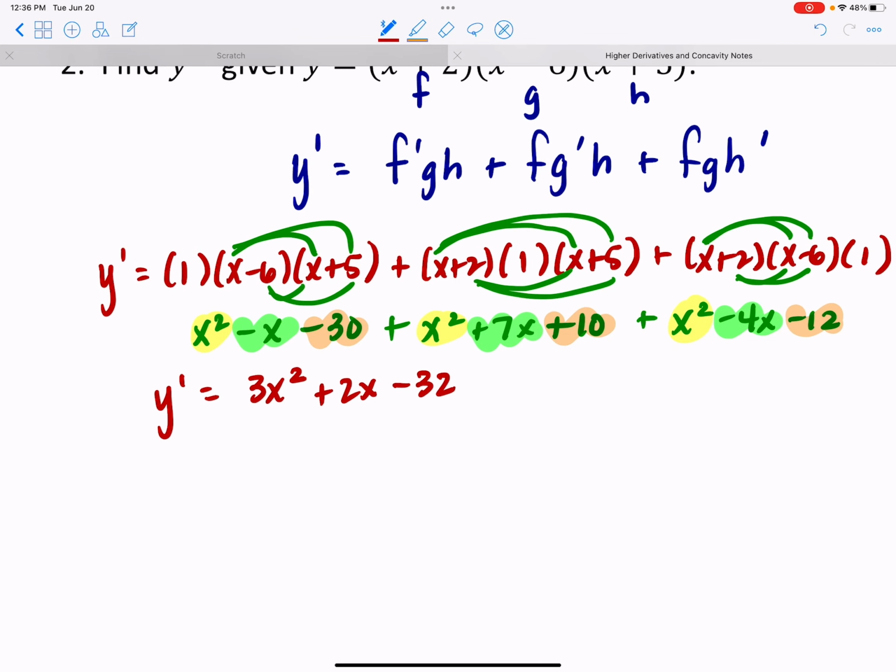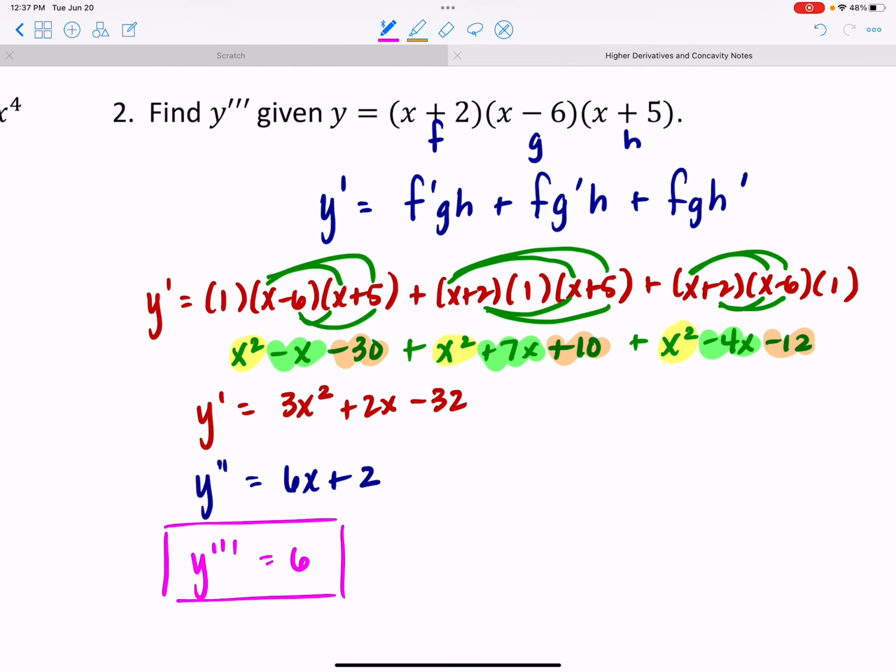Alright, so there's our first derivative, and now that I've got that all multiplied out and simplified, finding the second and thirds should be easy. So the second derivative, using my power rule, that's going to be a 6x plus 2, and now my third derivative, nice and easy, is just going to be a 6. And there you have it. There's our third derivative, okay? And you can see the degree of those exponents decreasing every time we differentiate, so it will be possible for our derivatives to be constants or eventually zeros.